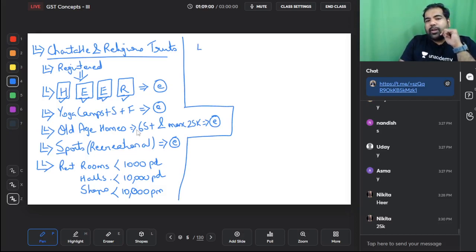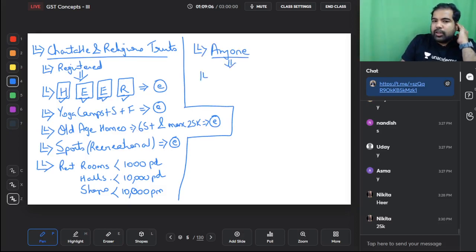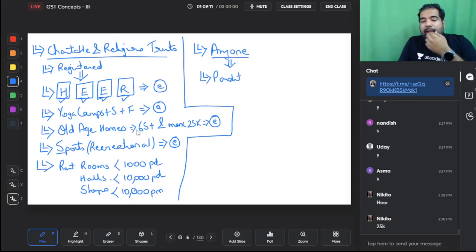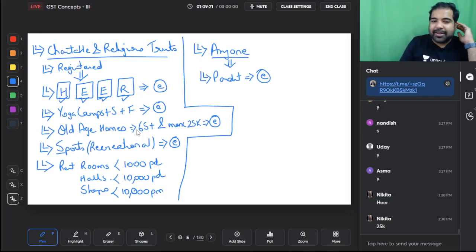But what if I'm not registered? What if I'm anyone? For anyone, these are the following exemptions. If you're a Pandit, or a priest, or a Maulana, and you conduct religious ceremonies and you charge some money, there is no GST on that. As a CA, I feel bad because Pandits don't have to charge any GST. I have to charge GST to my clients. So if there is a Pandit, priest, Maulana, etc., that is exempt.